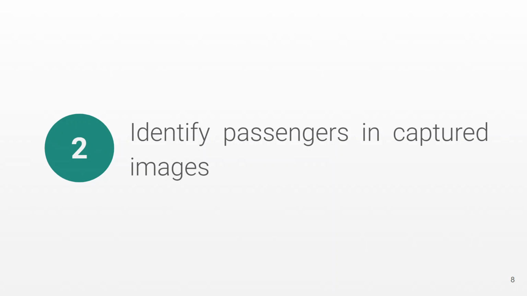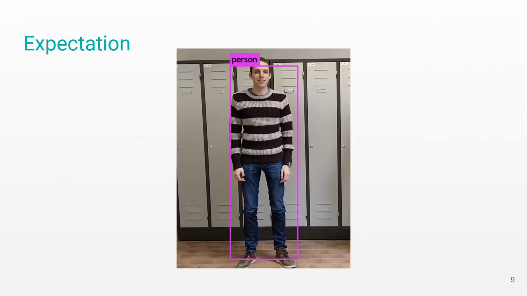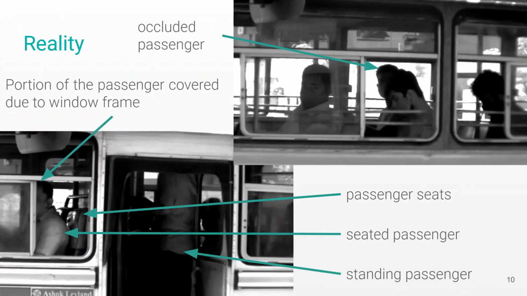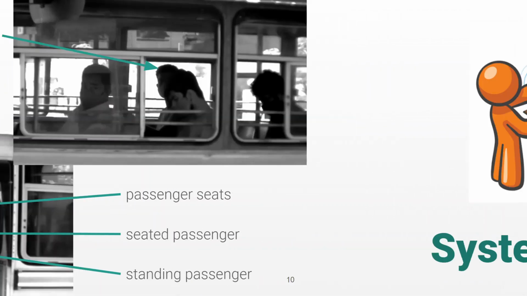The second problem is identifying passengers in captured images. So this was our expectation: simple human detection where we can see the human clearly. But in reality, there are occluded passengers, and sometimes a portion of the passenger is covered by the window frames, and there might be passenger seats and different kinds of postures of the passengers, like seated passengers and standing passengers, which makes the image analysis difficult.